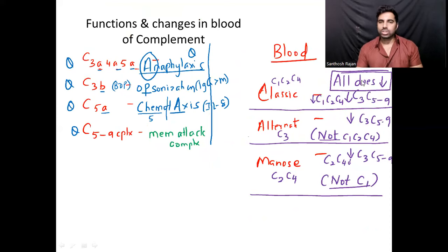Okay. All C goes down in the classic pathway. Classic mein sab down ho jata hai, paisa wale millionaires will go down, okay, remember like that. In alternate, it's from C3 only, so C1, C2, C4 is safe. And in the mannose pathway only C2, C4 with the other common pathway goes down, but not the C1. That's it, okay, based on the previous thing you'll remember. Very easy. If you have more doubt, you can write it in the comment section on YouTube. I will explain again, no problem.